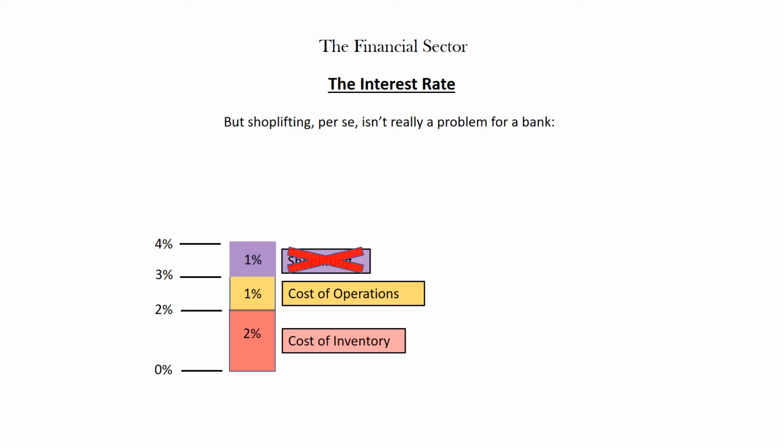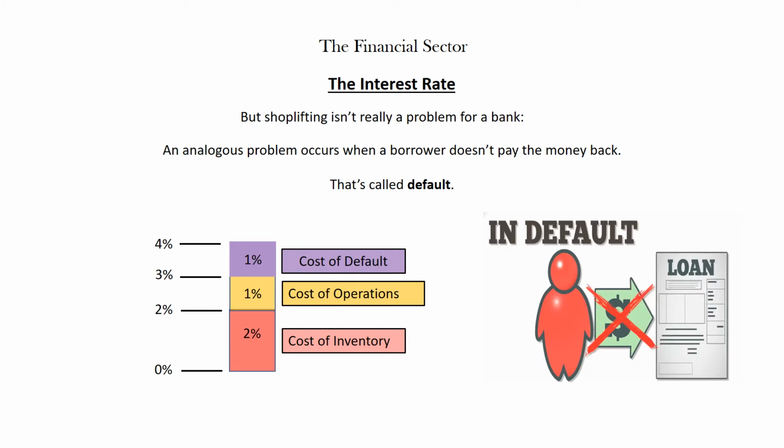But shoplifting per se isn't really a problem for a bank. From time to time, there might be some pilfering by the tellers, or perhaps a bank robbery, but the bank has insurance for that kind of stuff. The cost for the bank that is analogous to the cost of shoplifting for the retail store is when the borrower doesn't pay the money back. When the borrower doesn't pay the money back, it's known as defaulting on a loan, and a bank must cover the cost of default just as a retail store covers the cost of shoplifting by passing this on to the customer.